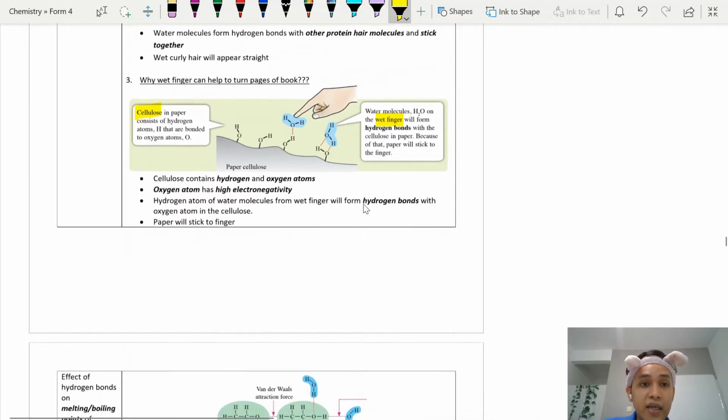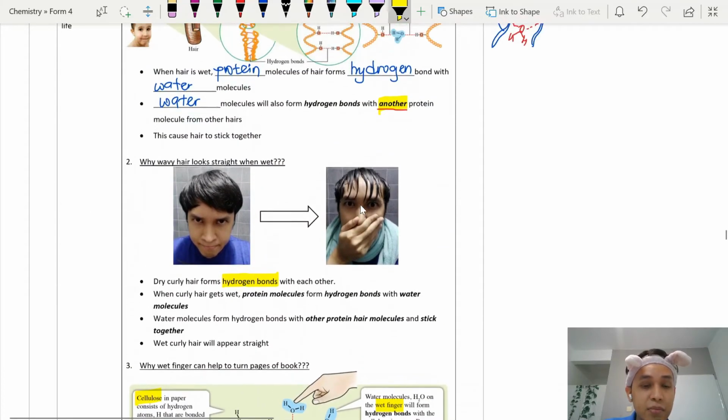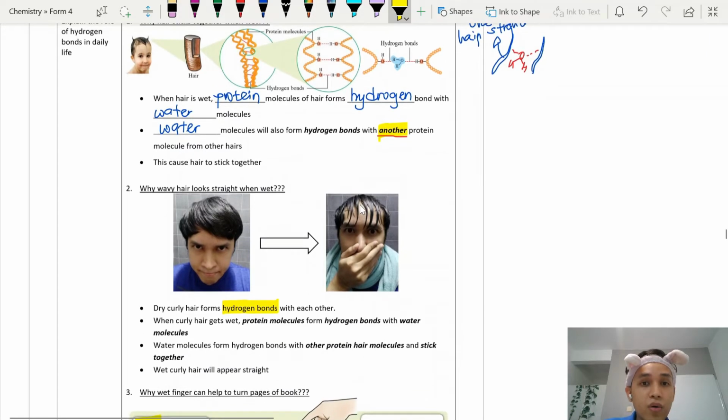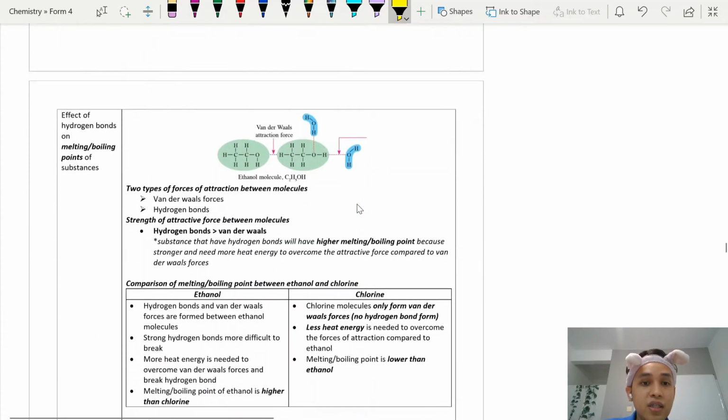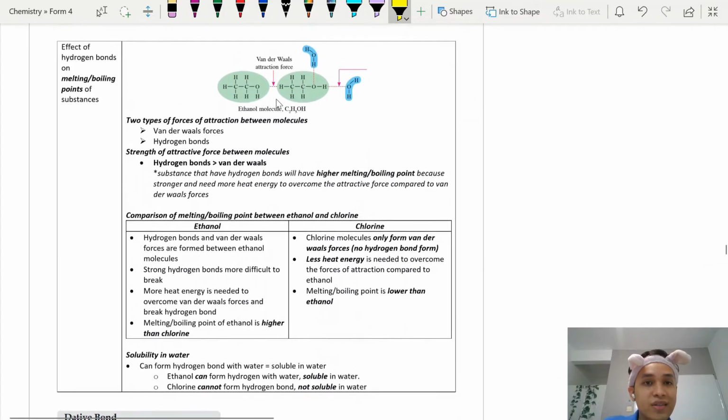So that is the example of how hydrogen bonds affect your daily life. This next one is the most important thing, very very important: the effect on melting and boiling point. Remember, your hydrogen bonds will be compared with van der Waals forces, so you need to know which one is stronger. In general, in terms of the strength of attractive force, I already highlighted here, hydrogen bonds are stronger than van der Waals forces.